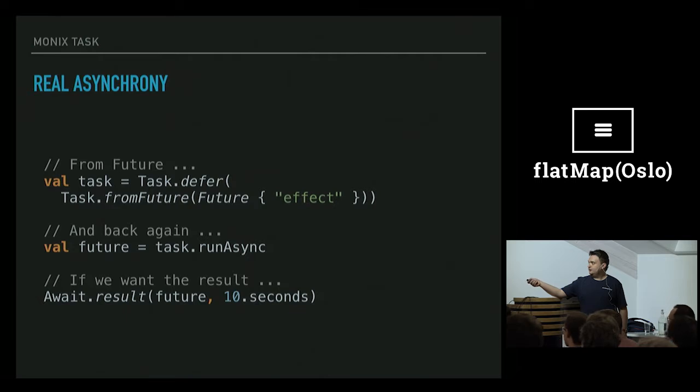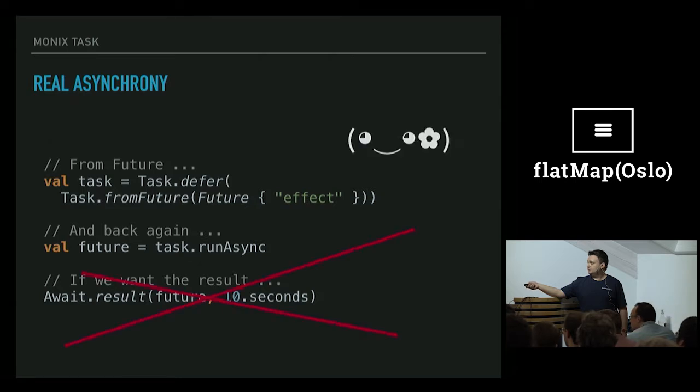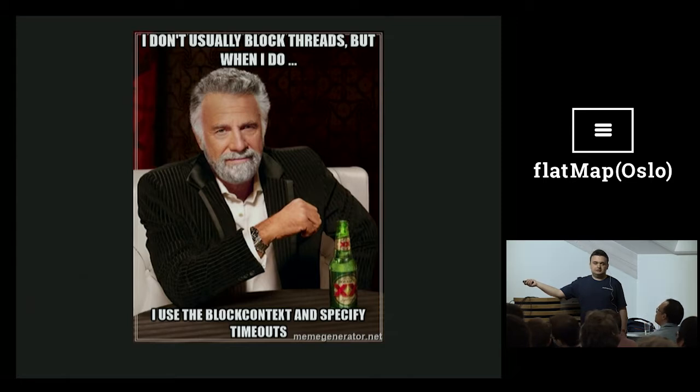Of course, we already have the from future helper to help us. Because I don't like byname parameters, from future takes an eager future value, so you have to use defer on it if you want it to be a factory of futures. We can turn a future into a task using from future, and we can turn a task into a future by using run async, right? It's going to return a future. And we can block for the result, but I already said that we shouldn't do that. But in case we want to block, it's better to use await result. I didn't try to outsmart the Scala standard library, because using the block context and specifying a really explicit timeout is really healthy when blocking.